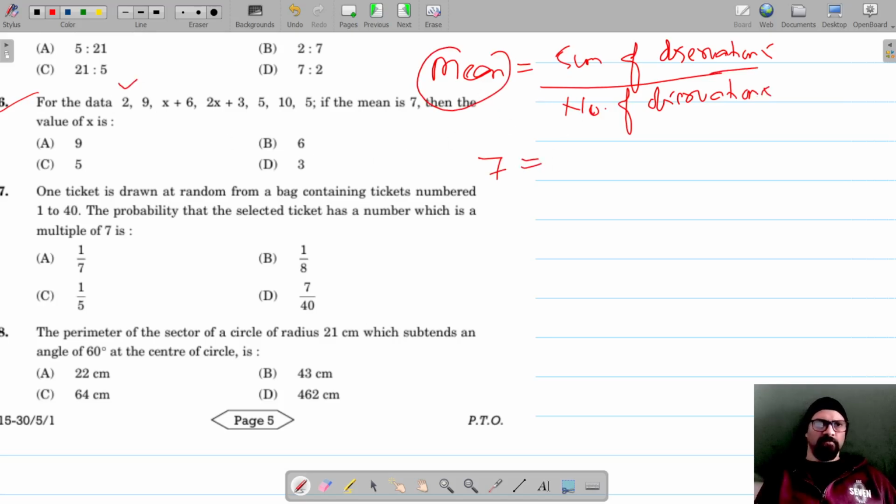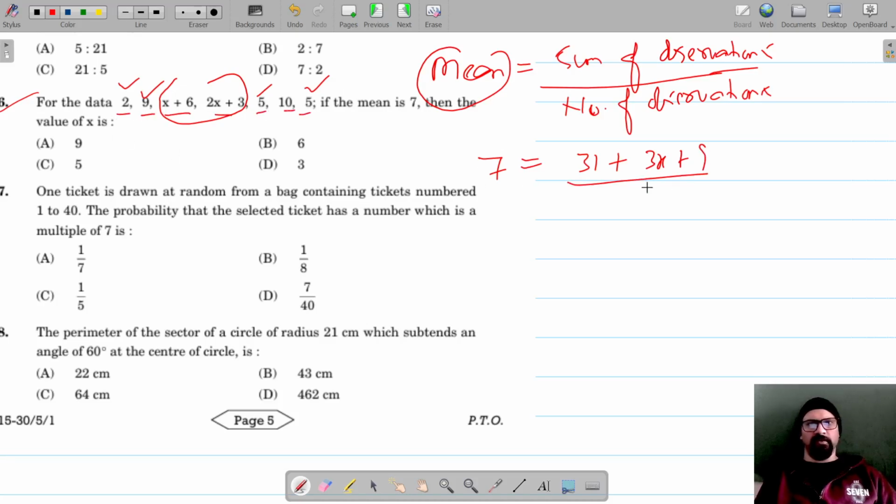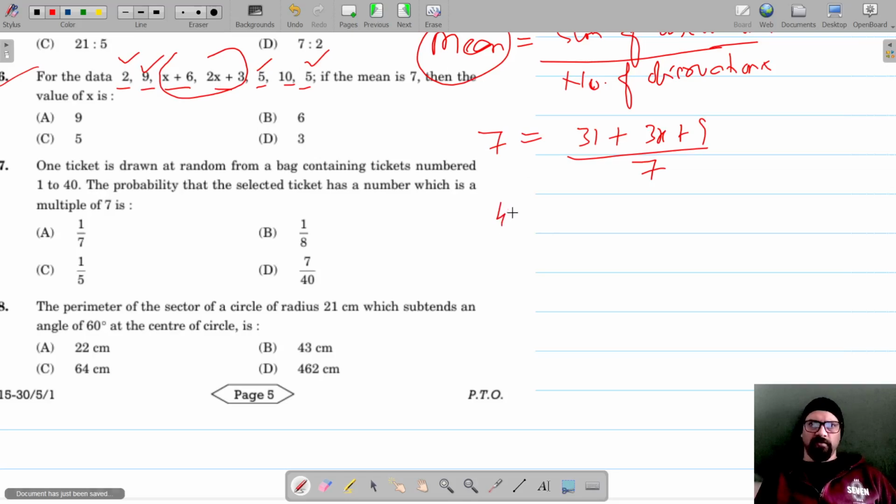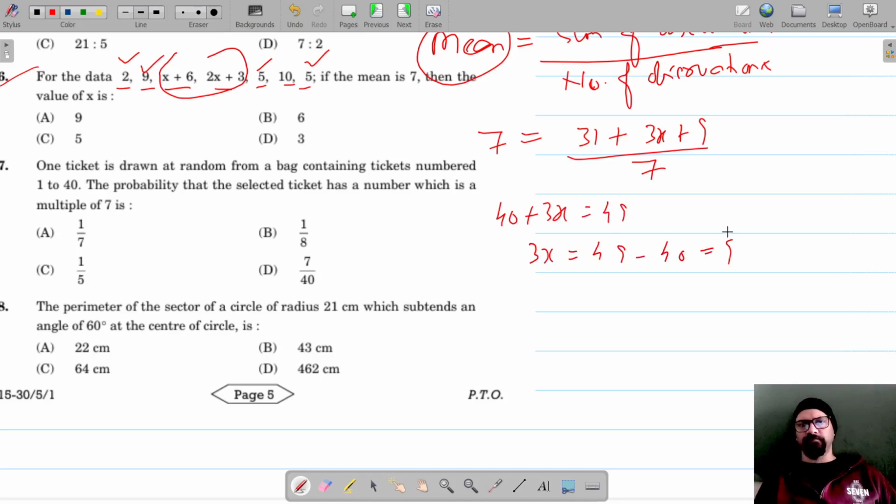So sum of observations, let's add them. 2 plus 9 is 11. 11 plus 5 is 16. Plus 5 is 21. And 21 and 10 is 31. Plus x plus 6 plus 2x plus 3 is 3x plus 9. And the number of observations are 1, 2, 3, 4, 5, 6, and 7. So this is 7. Okay, so let's cross multiply this. So this is 40 plus 3x is equal to 49, which gives me 3x is equal to 49 minus 40 is equal to 9, and x is equal to 3. So D is the correct option for this.